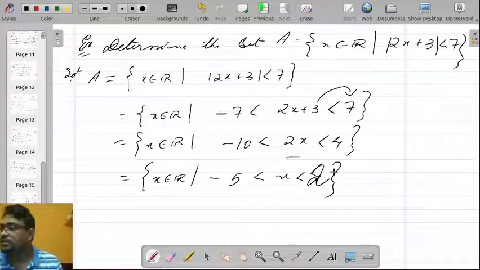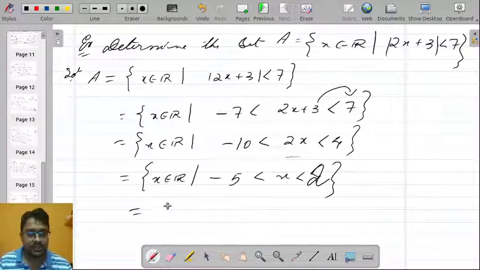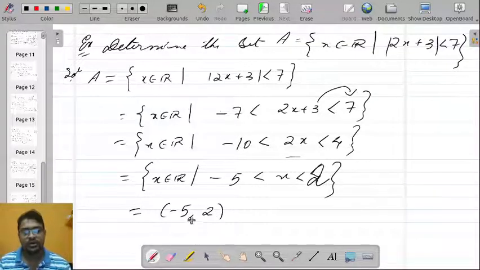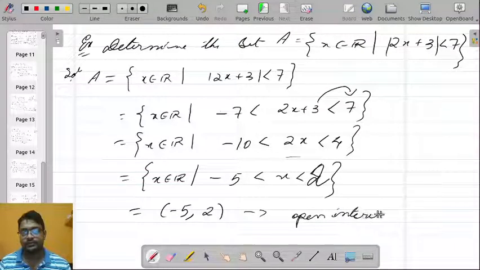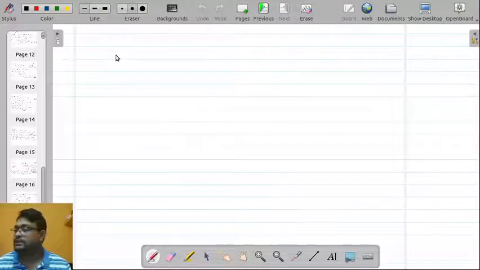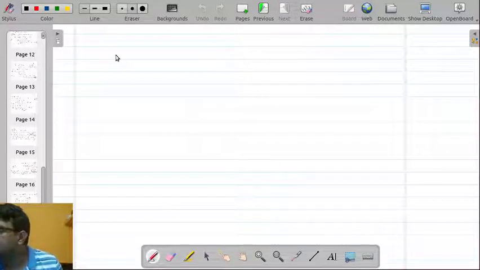Okay, so this set is actually written as an interval, even though I have not done this part now. From your higher secondary knowledge itself, you know, this is the set of all those real numbers which lie between minus 5 and 2, which is actually the open interval minus 5 comma 2. Okay, so this is called an open interval.